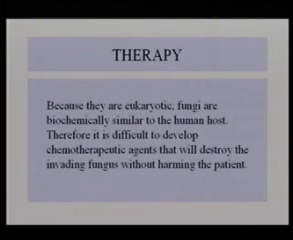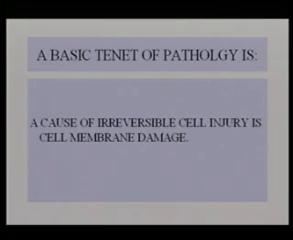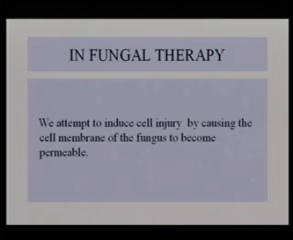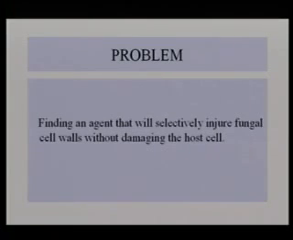Now, treatment. I mentioned in the very beginning about the eukaryotic cells, and that's a problem because if something's going to affect the eukaryotic fungus, it's going to affect the eukaryotic host. And so it's hard to find something that will destroy the fungus without harming the patient. We have a lot of side reactions. A cause of irreversible cell injury is cell membrane damage, and that's usually what almost all the antibiotics do. They induce cell injury, and the cell membrane becomes permeable, and the innards of the fungus exude, and then the organism dies.